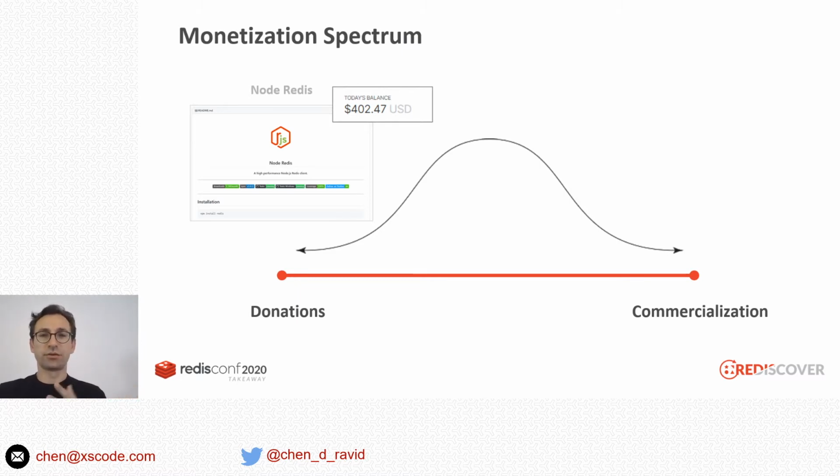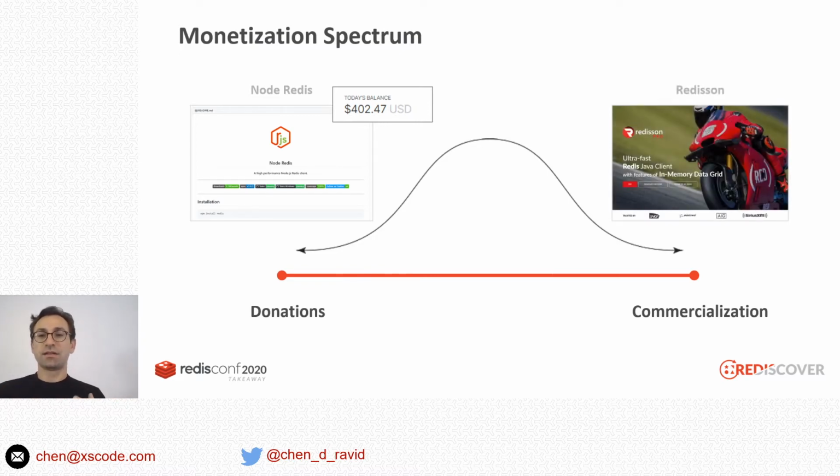Let's look at the other side of the graph, the other side of the bell curve, and that is full commercialization. Full commercialization means that the open source project also becomes a company. It becomes something that is fully commercial, and the guys at Redis did exactly that. It's an amazing initiative. The guy behind Redis created a company or a venture around Redis. Redis is a Java client for Redis. I'm sure you're all aware of it.